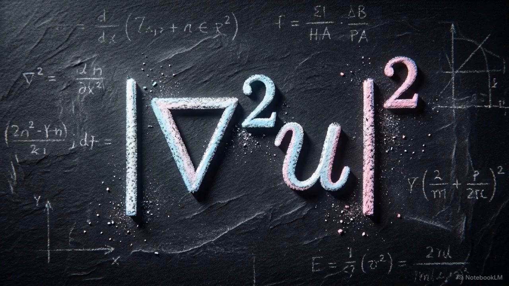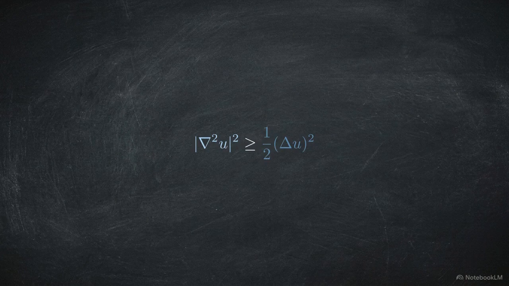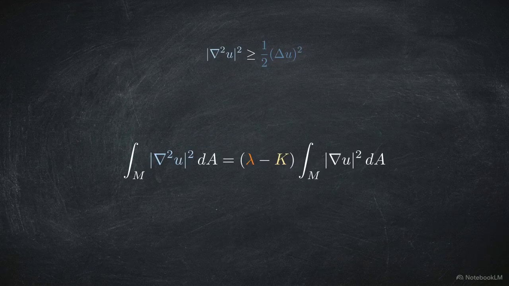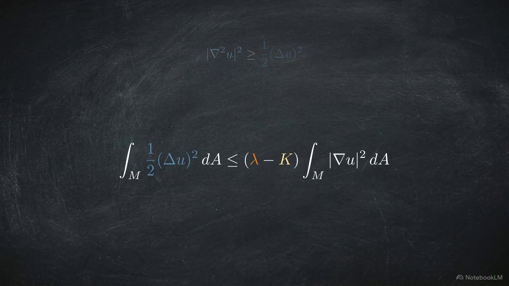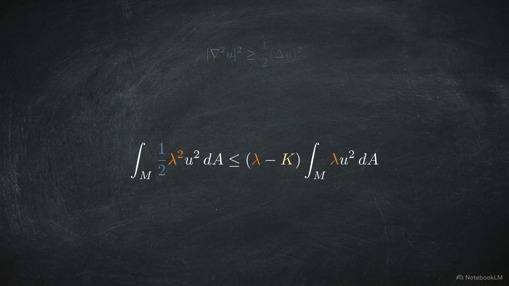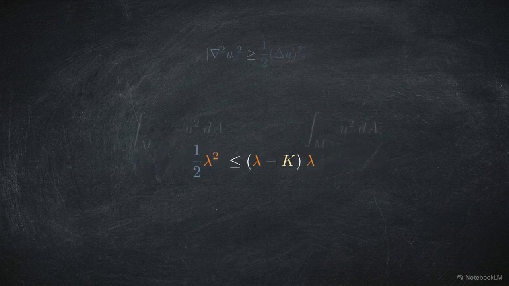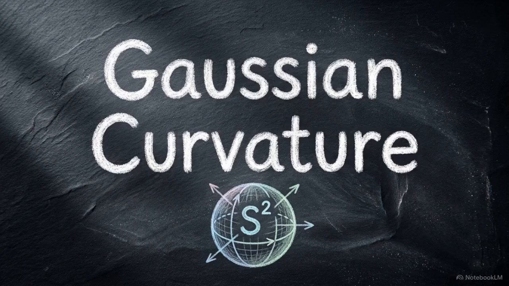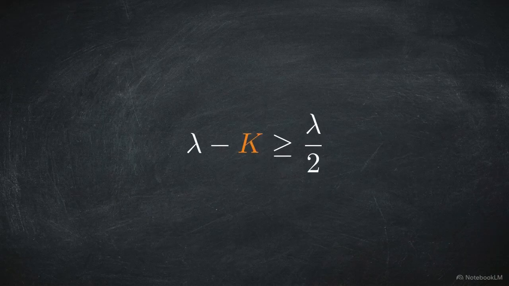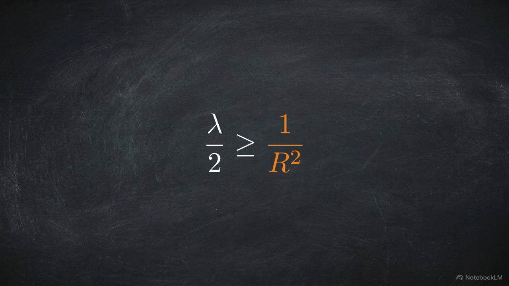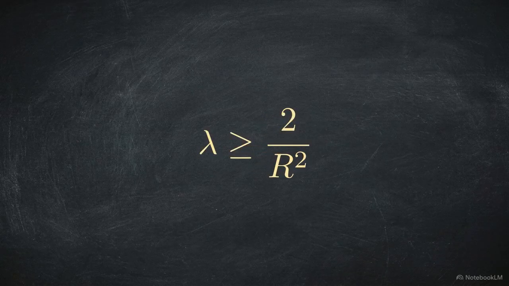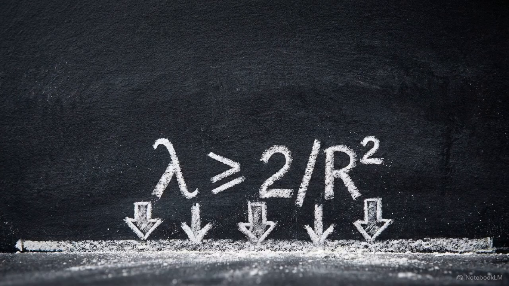The remaining complex term is the Hessian tensor. We apply the trace inequality, establishing that the squared norm of the Hessian is greater than or equal to half the square of the Laplacian. We substitute this back into the integrated Bochner identity, reducing the entire system to a clean algebraic inequality. We established our curvature k is exactly 1 over r squared. The arithmetic dictates that lambda must be greater than or equal to 2 over r squared, an absolute mathematical floor constructed independent of our initial test function.